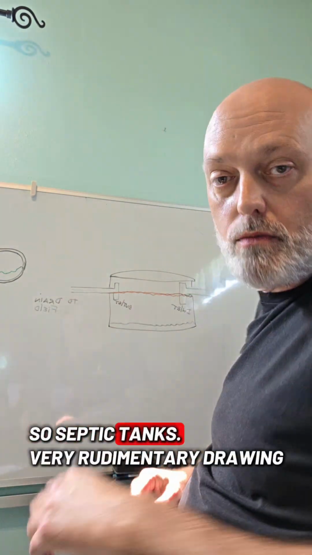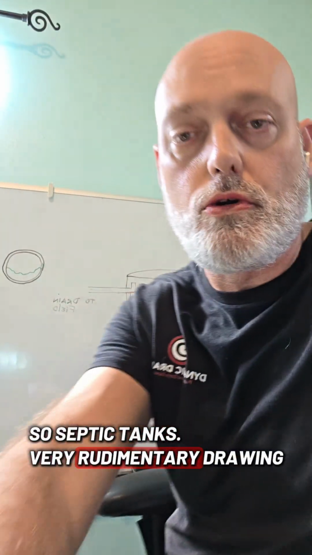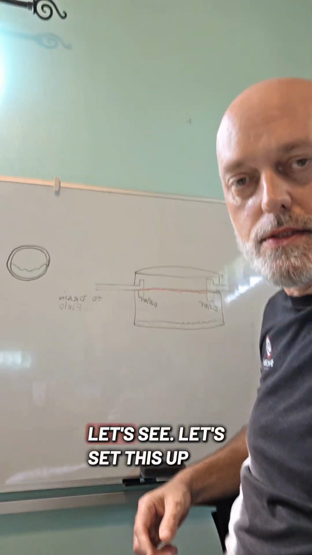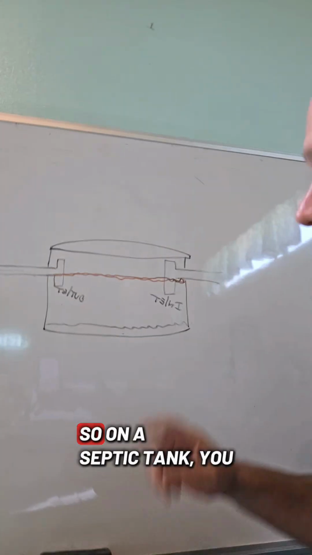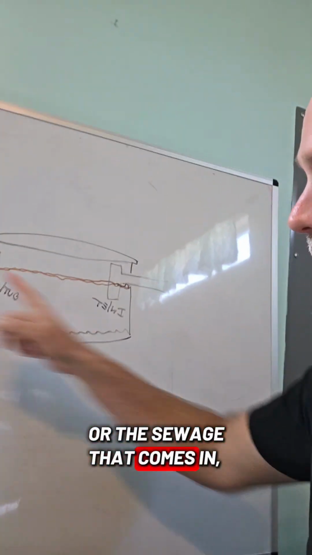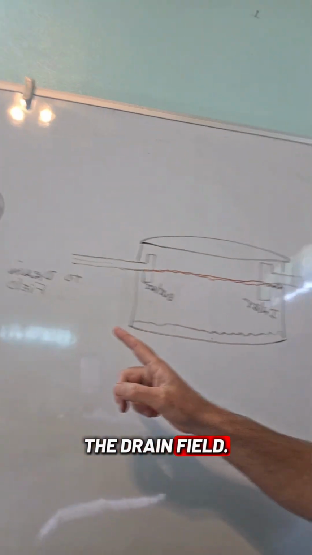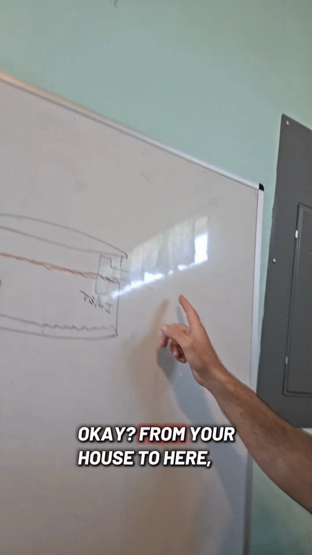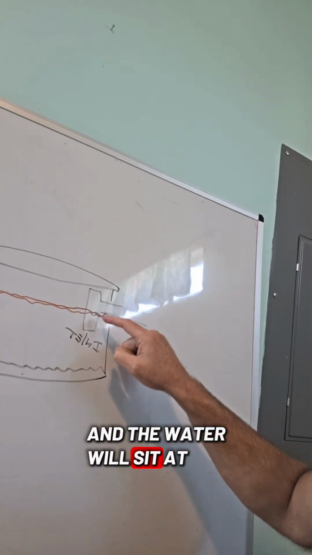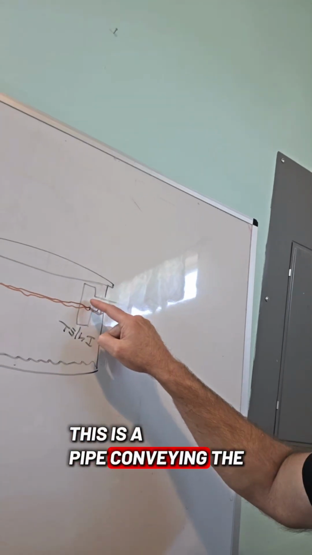So septic tanks, a very rudimentary drawing here of a septic tank. Let's see, I'm going to set this up a little bit better here. Reflection on this is awful. There we go. Okay, so on a septic tank, you have sewage that comes in and sewage that goes out to the drain field. From your house, the water comes into this tank and will sit at that level. This is the pipe conveying the sewage.